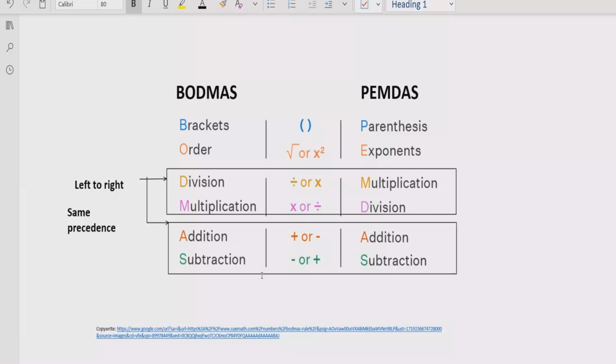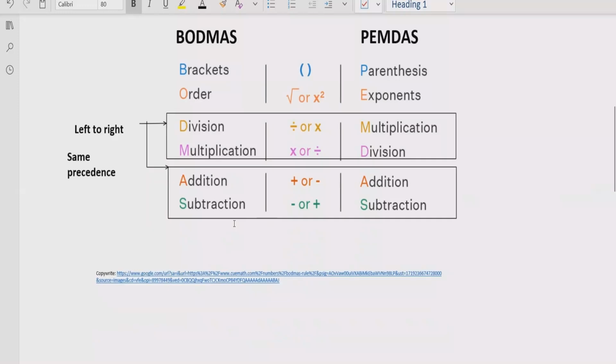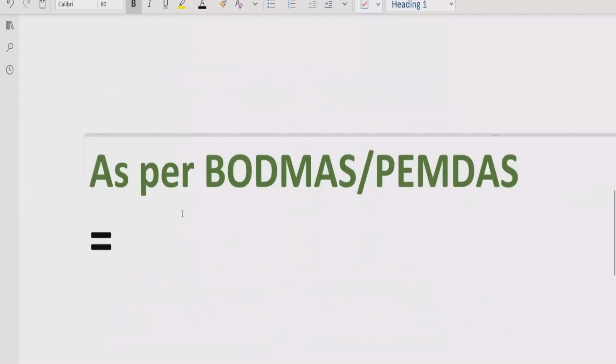Step number 3, you have to solve the division and multiplication, or multiplication and division. You have to go left to right in your expression and find division and multiplication. Both have similar precedence, so you can solve whichever comes first. Similarly, for addition and subtraction we have the same rule. We can solve addition first if it comes first, and we can solve subtraction first if it comes first. Now let's move forward to solve the given expression.